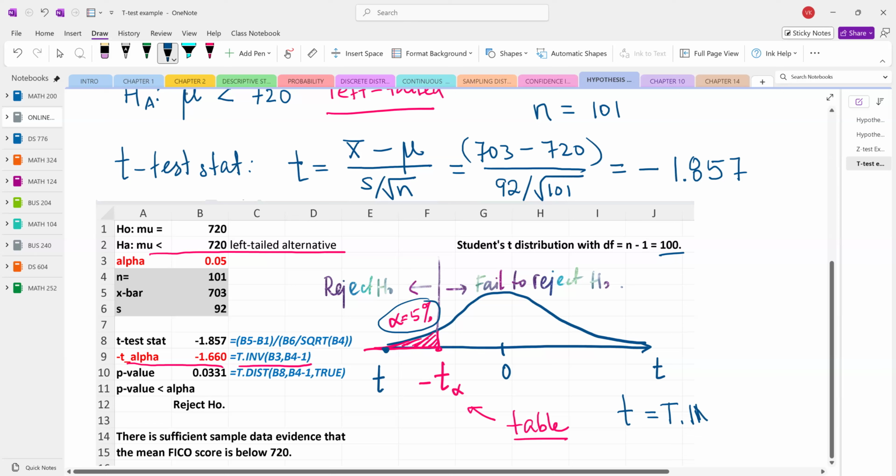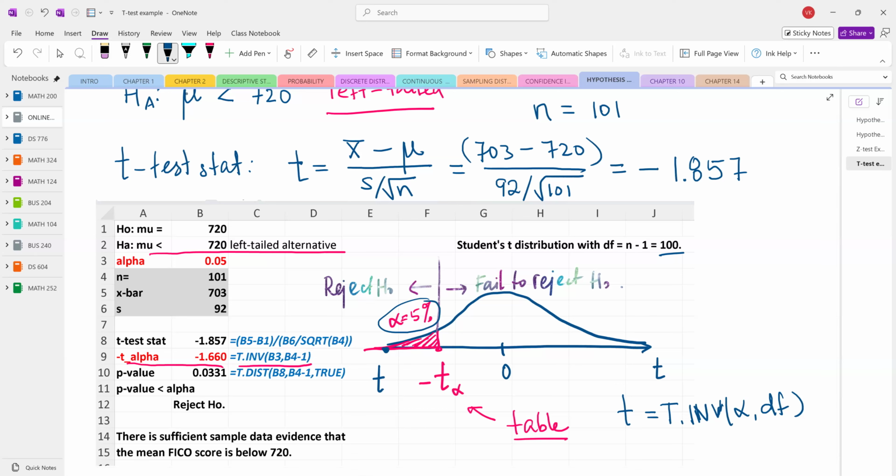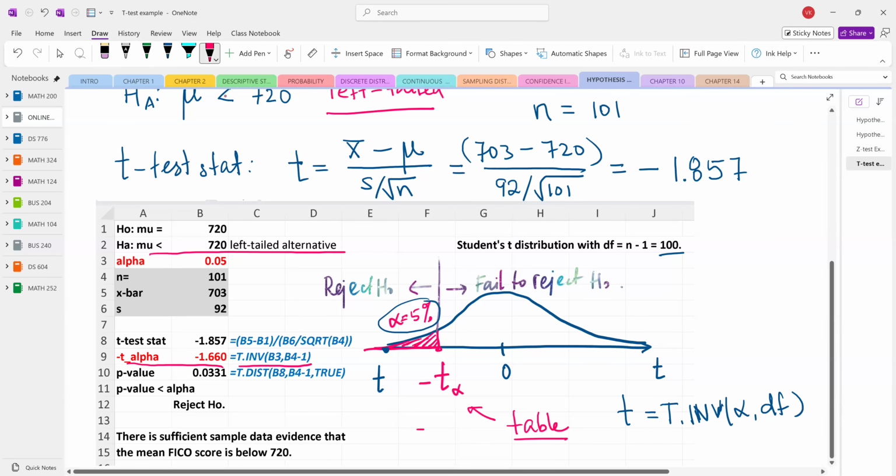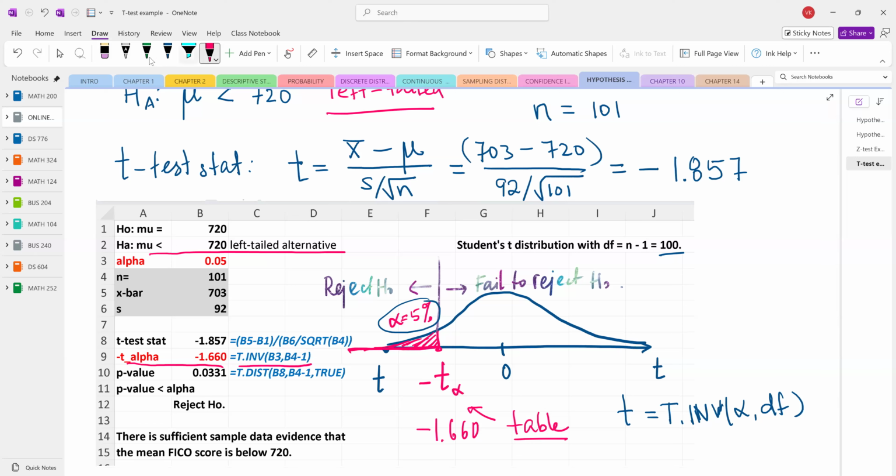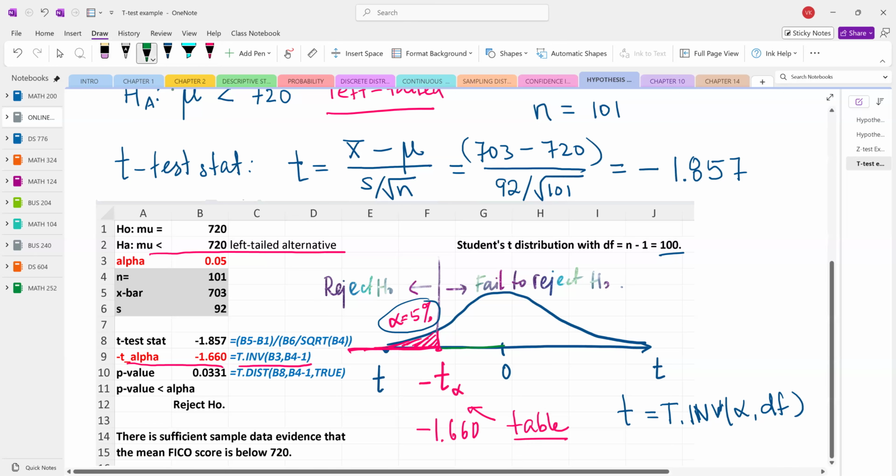T.INV. You provide alpha and you provide degrees of freedom, and the function will return the t value. So in this case, it returns the critical value, which is equal to negative 1.660, rounded to 3 decimals. Everything to the left is the rejection region. Everything to the right of the critical value is the non-rejection region.